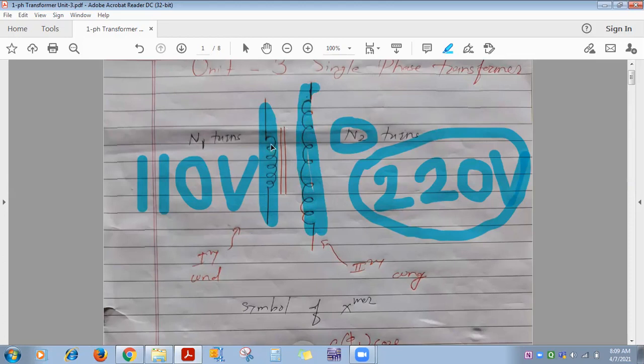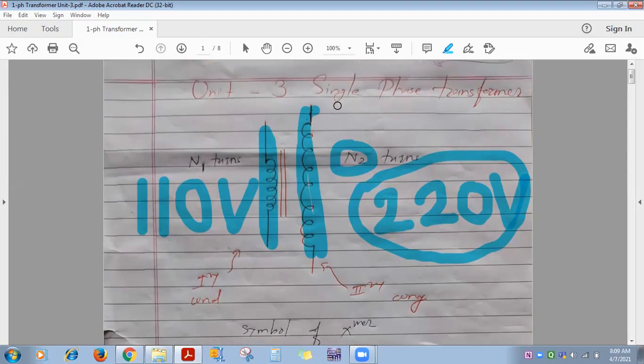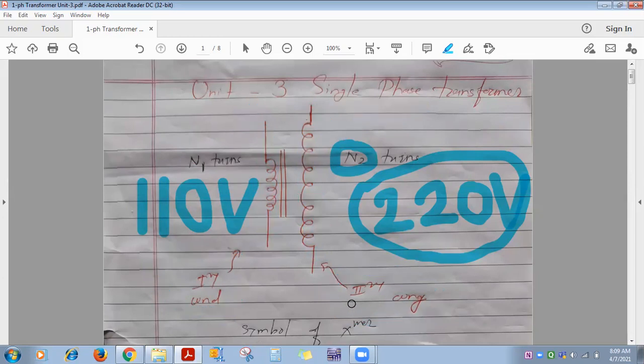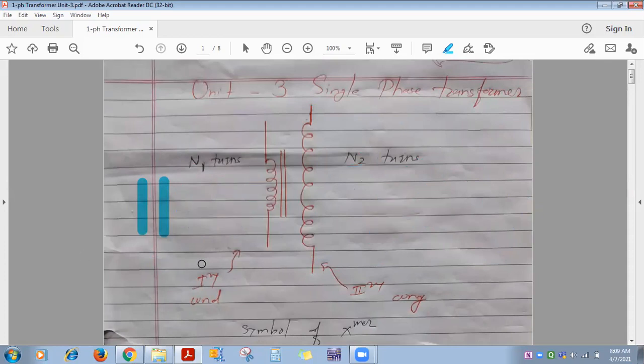Okay, primary winding has N1 number of turns, secondary winding has N2 number of turns. So whenever I say it's a single phase transformer, means single winding on primary and single winding on secondary. Whenever it's a three phase transformer, three windings are there on primary side and three windings are there on secondary side. In your syllabus, only single phase transformer is included. Okay, so step up, step down transformer.